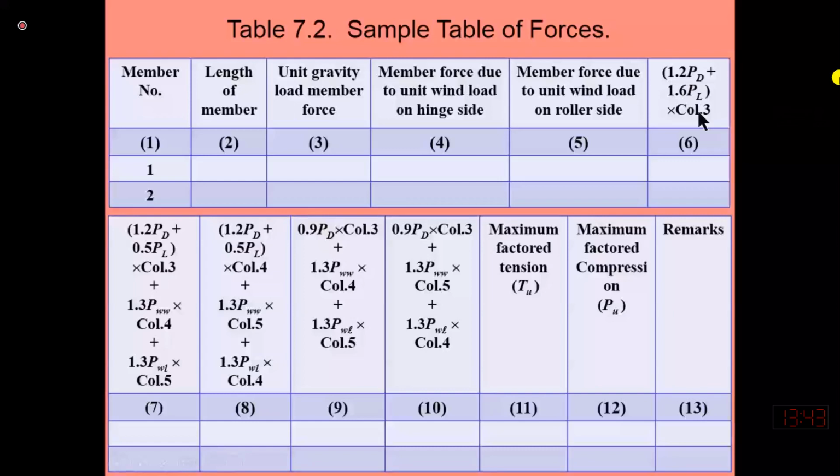So it means that if this member force is equal to 1 due to unit load, what will be the force in that member when this load is acting? Simply, this entire constant is equal to A. So A, this is x, this is plus y, this is a constant A. So if we multiply this 1.2 dead load plus 1.6 live load with column number 3, we will have the total force in each member when a gravity load is acting.